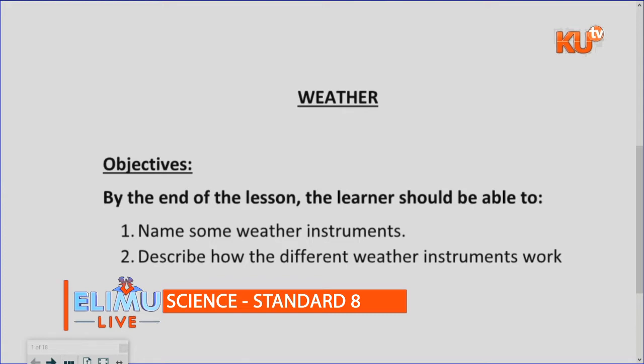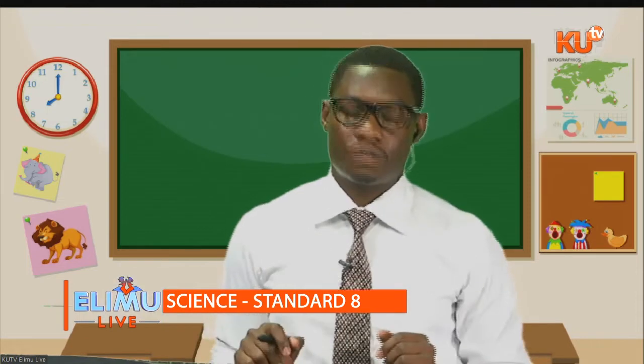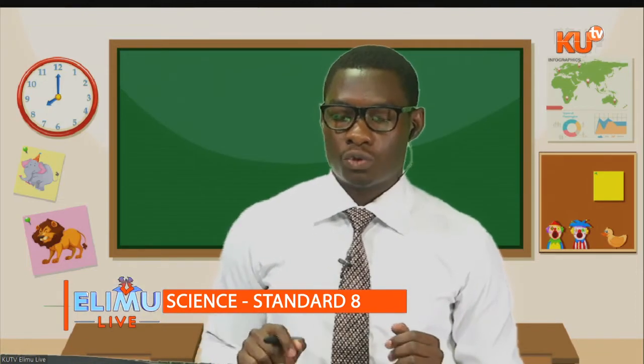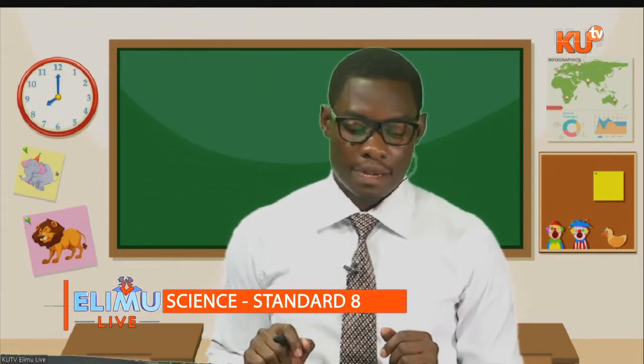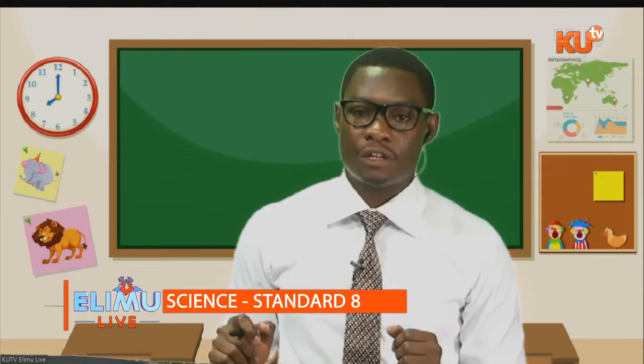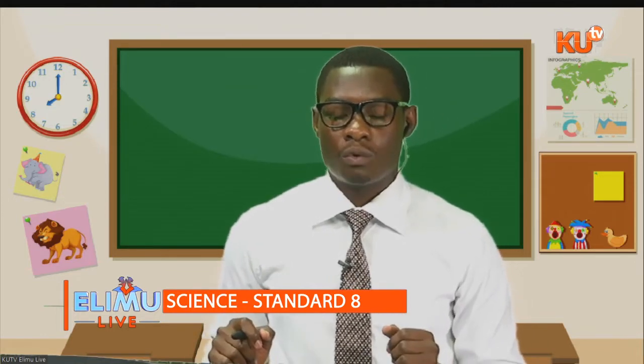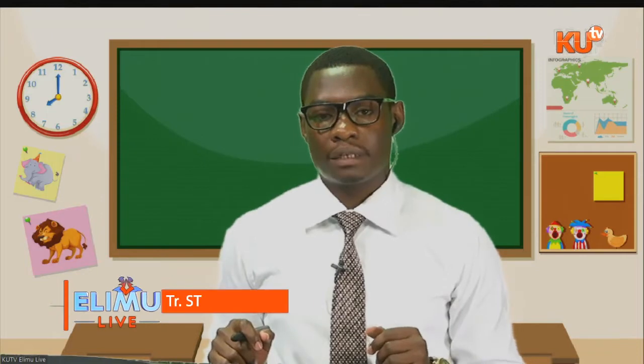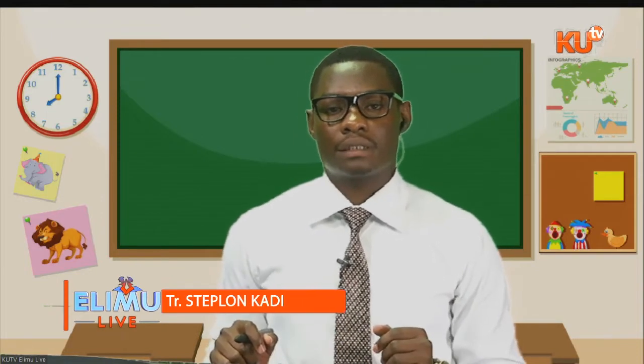The first objective, we are going to name some weather instruments. And objective number 2, we are going to describe how different weather instruments work. So those are our two objectives for the lesson: to name the weather instruments and also to describe how different weather instruments work.